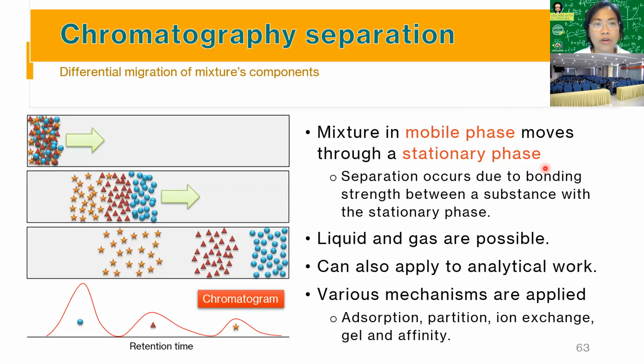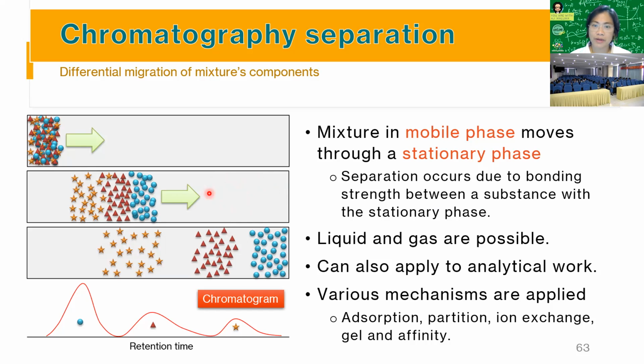Chromatography separation is based on a differential migration of a mixture of components. So you have many things mixed together, and if you flow it through some sort of matrix, some sort of phase, it will be delayed differently by the stationary phase. The thing that moves fast will go fast. The thing that moves slower will go slower.